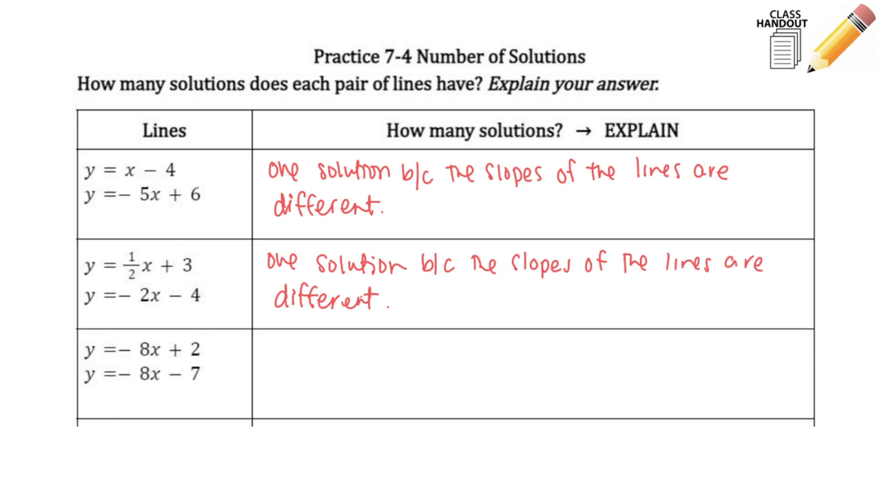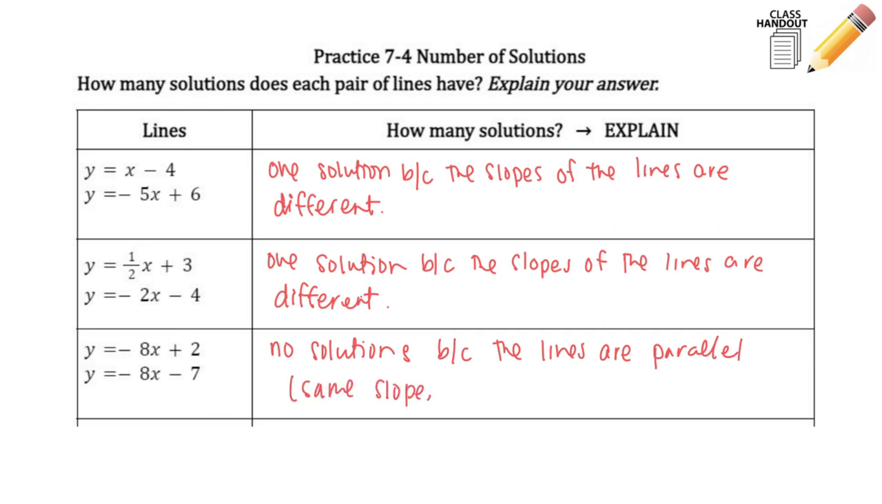All right, the third equation, the slopes are the same. So that means it's either going to be no solutions or infinite solutions. So then we look at our y-intercepts. Since our y-intercepts are different, that means that these lines are parallel. So this is going to have no solutions, or zero solutions, because the lines are parallel, which means they have the same slope and different y-intercepts.